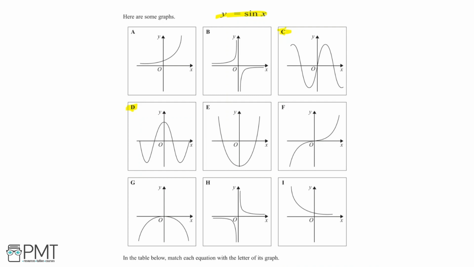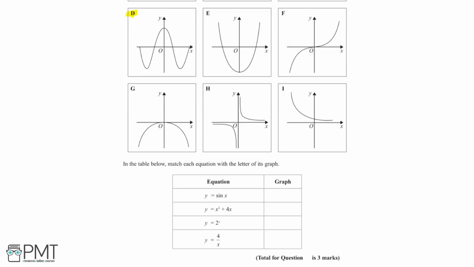Now graph C crosses the origin, and we can see that it represents a wave-like function that is reminiscent of the graph y equals sine x. And so now we've correctly eliminated that graph C represents the graph y equals sine x. And we can write this in our table below.